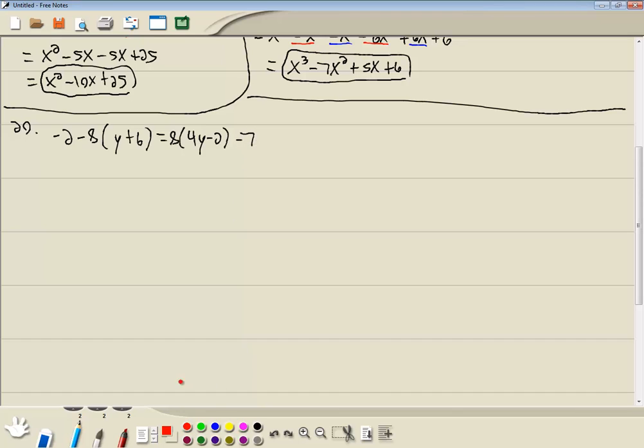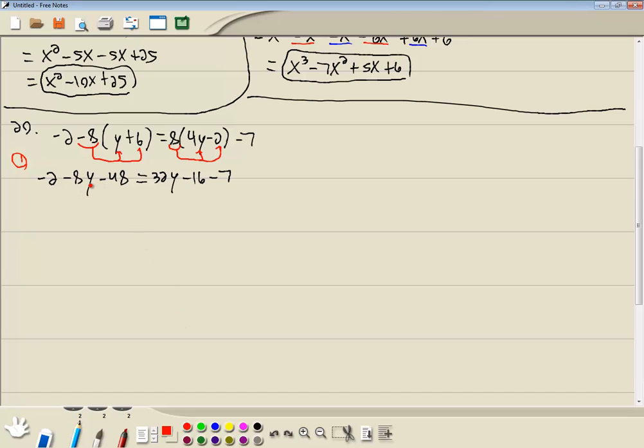Okay, step 1. Get rid of parentheses. I do have parentheses on this one, so I'm going to take this negative 8, multiply times a y, multiply times a 6, and I'll take this 8 and multiply times a 4y and times a negative 2. Distributive property. Negative 8 times y is negative 8y. Negative 8 times 6 is negative 48. 8 times 4 gives me 32y. 8 times negative 2 is negative 16 minus 7.